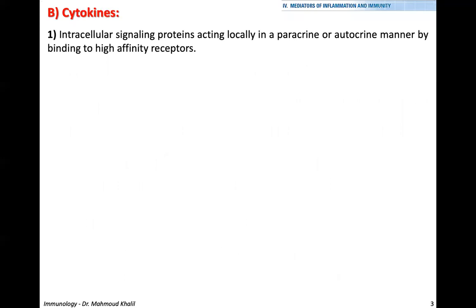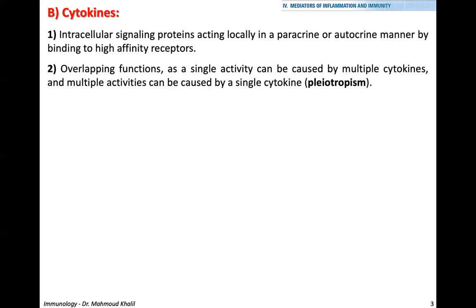So what about cytokines? Cytokines are another big class, of which chemokines are a subcategory. Cytokines are intercellular signaling molecules or proteins that act locally in a paracrine or autocrine manner by binding to very high affinity receptors. They have overlapping functions. That means there is some redundancy in function between the different cytokines. So a single activity can be caused by multiple cytokines, and vice versa, multiple activities can be caused by a single cytokine.